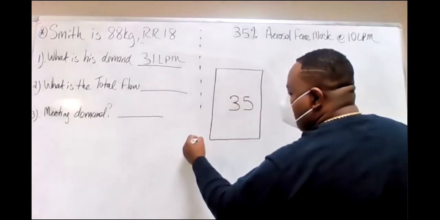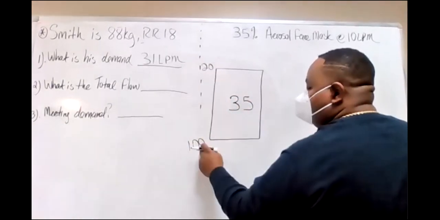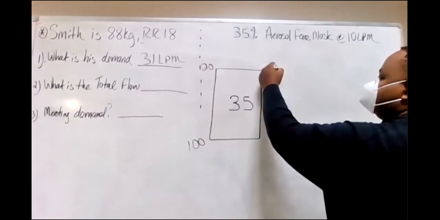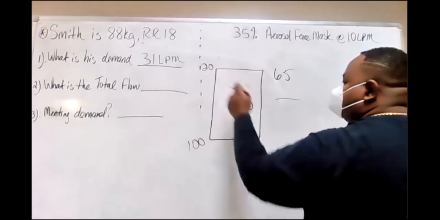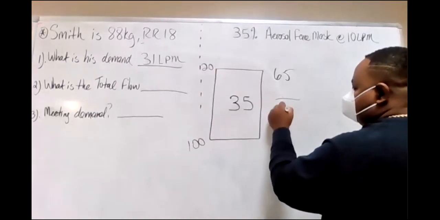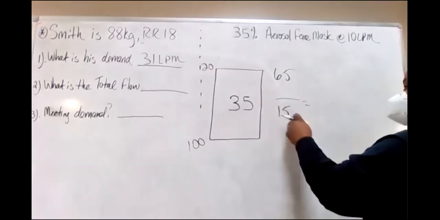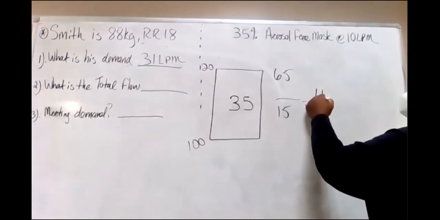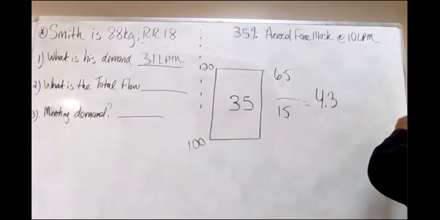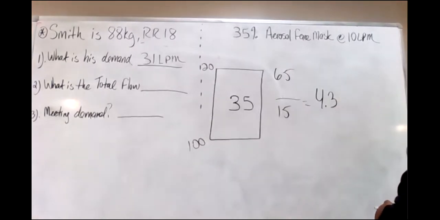35. So we got 100 right here and a 20 right here. 100 minus 35 is? 65. 35 minus 20? 15. So 65 divided by 15 is what? 4.3. It's about 4.333, so you just do 4.3.